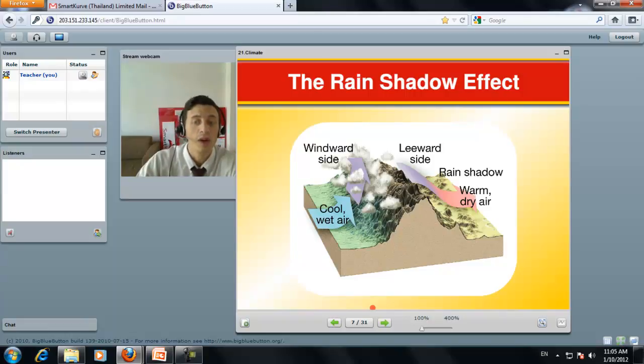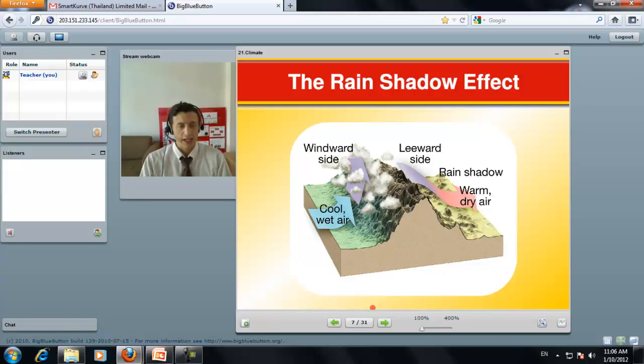And this area we call the leeward side, or the rain shadow. So that cool, wet air comes up, the rain falls, and then warm, dry air comes down the other side. The rain shadow effect. And we see this in many parts of the world.